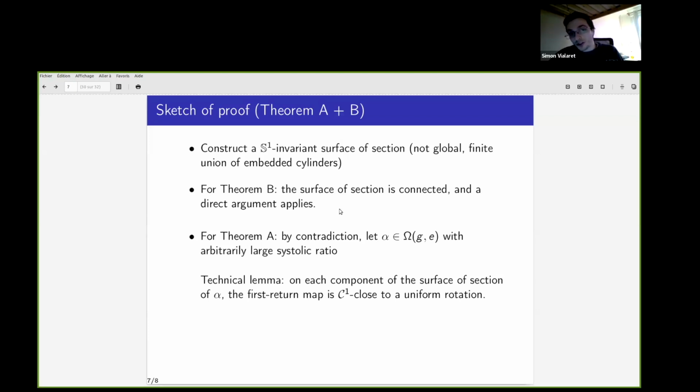But now the contradiction comes from the fact that you can also compute directly the Euler number of the bundle from this surface of section. And the only value for the Euler number that is going to be compatible with this property of return maps being arbitrarily close to uniform rotation is going to be 0. So if you assumed in the first place that you were working on a non-trivial principal bundle, then this number is actually not 0 and you get your contradiction.